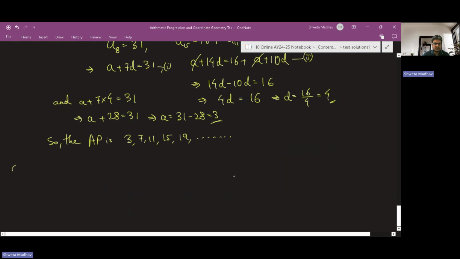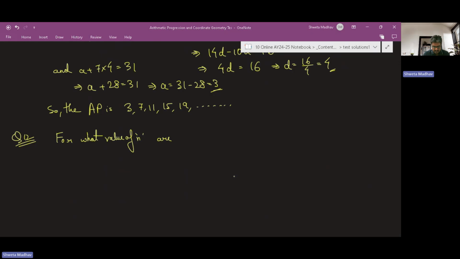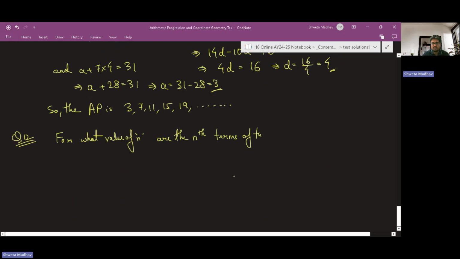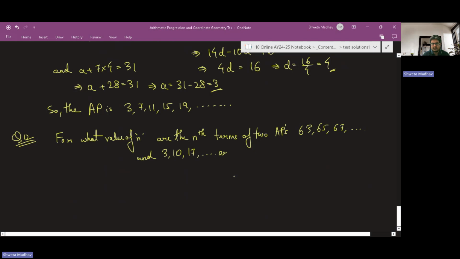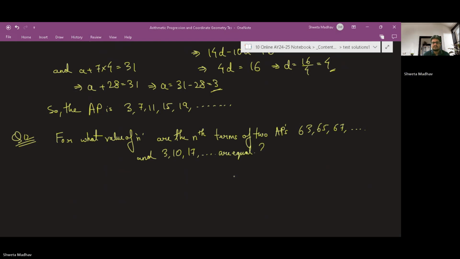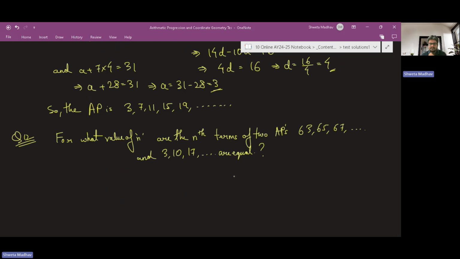Then in question number 12, it is told: for what values of n are the nth terms of two APs, 63, 65, 67, and 3, 10, 17, equal? For what values of n are the nth terms of these two APs equal?